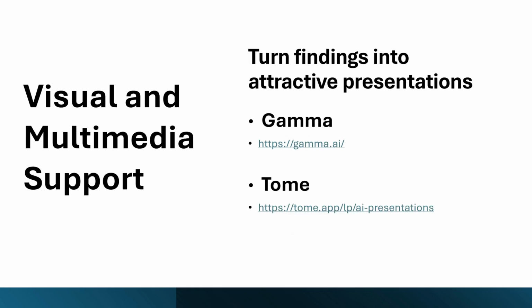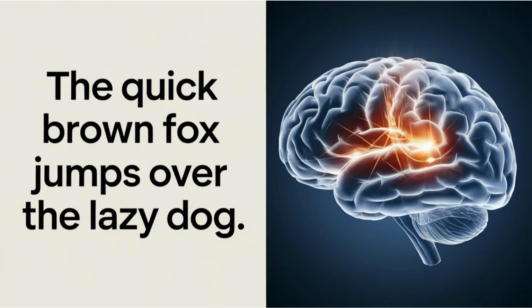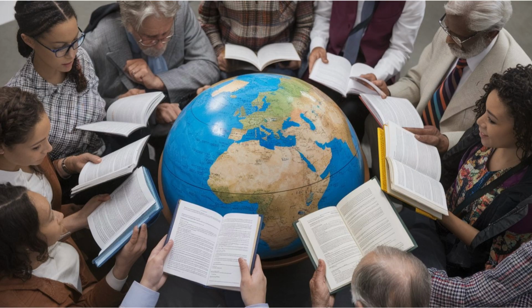Want to create something more dynamic? Tools like Gamma or Tome let you turn your research results into interactive presentations. They're a great alternative to traditional slides, especially if you are presenting online or want something that feels more modern. And for a creative edge, you can combine ChatGPT with image generators like DALL-E or Midjourney. These tools can help you produce concept art, data illustrations, or visuals that explain abstract ideas, perfect for making your content stand out on social media or in educational videos. In short, visuals don't just make your work look good, they help people understand and remember what you are trying to say.